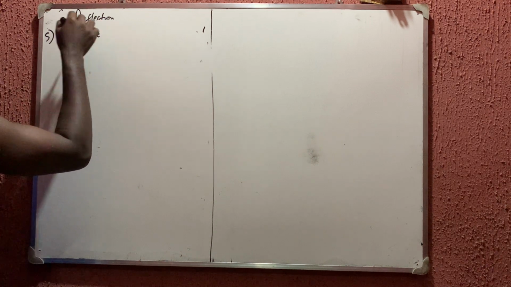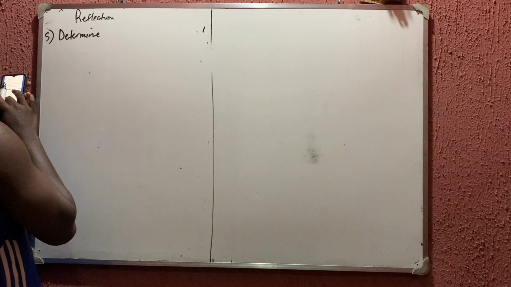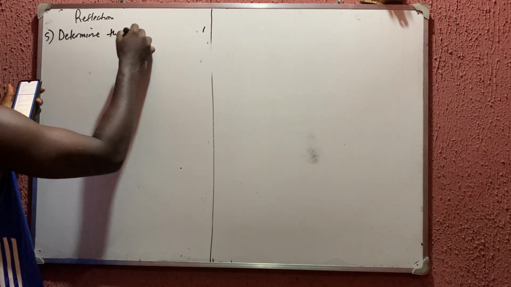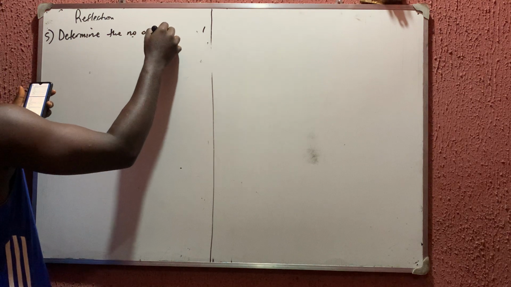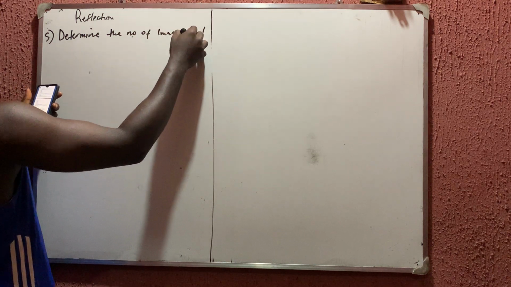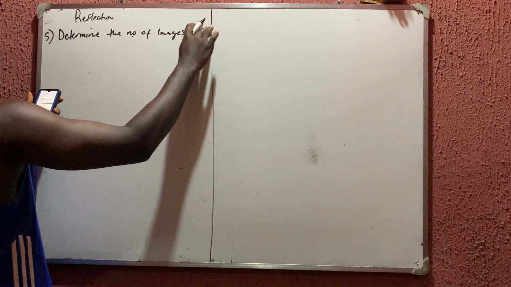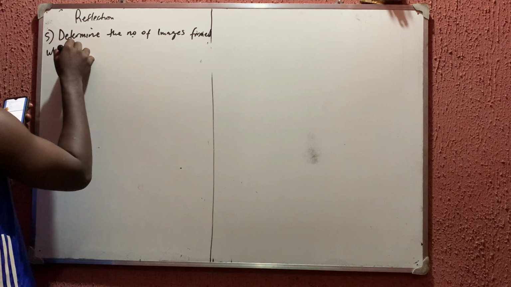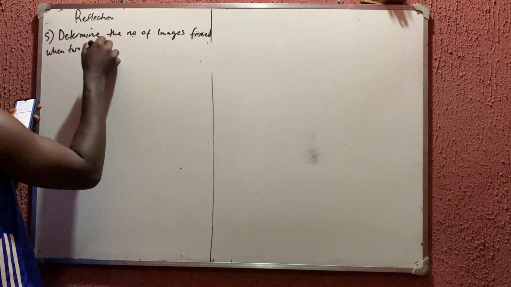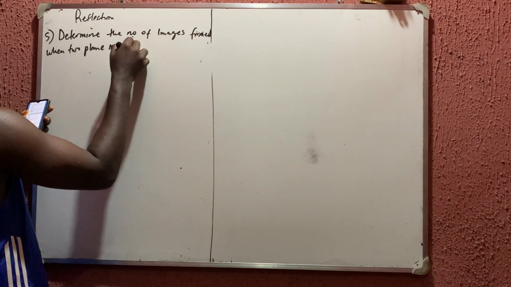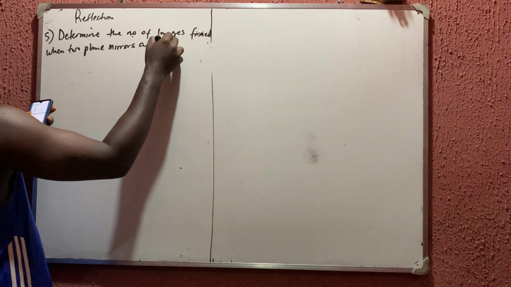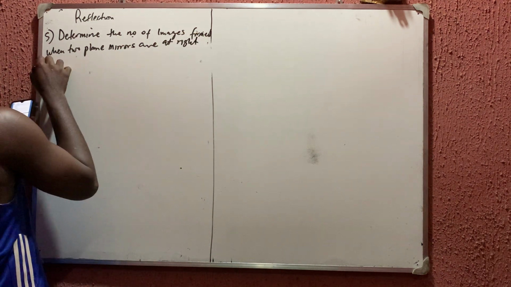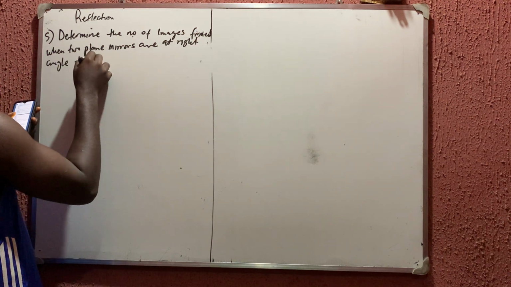Question number 5. Question number 5 said, determine the number of images formed when two plane mirrors are at right angle to each other.